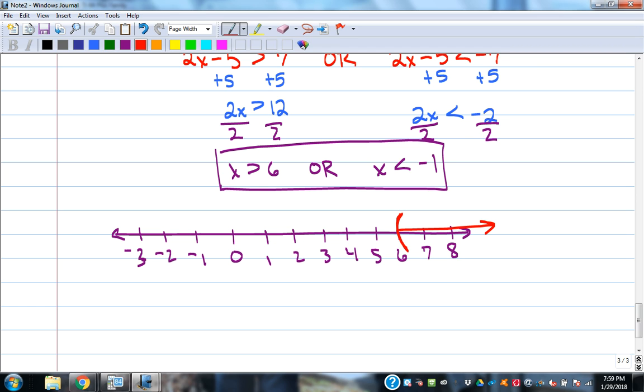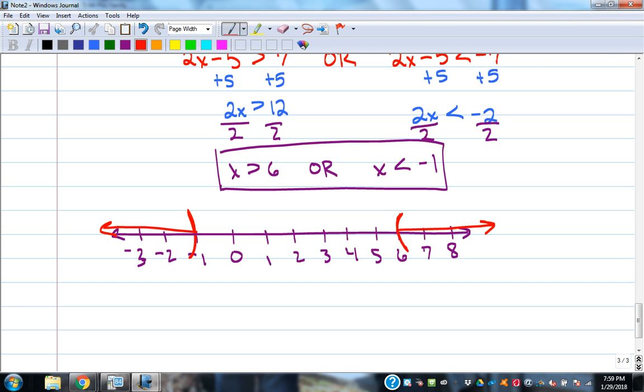X is less than negative 1. So less than. So we're going to use a parenthesis, but it's going to open that way because it's less than. Okay? And then those numbers that are less than negative 1, negative 2 is less than that. Negative 3 on the way down to negative infinity. There's the graph of the inequality answer.